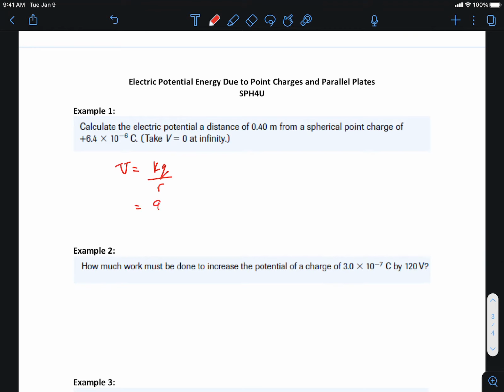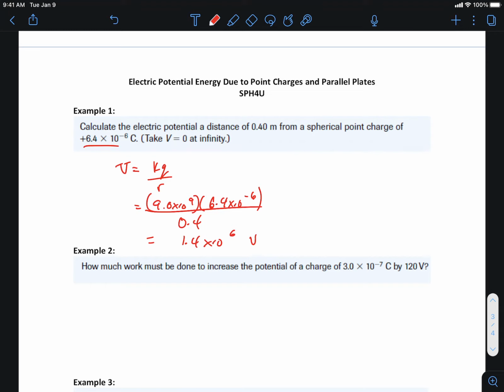We know what k is: 9.0 times 10 to the 9, times the point charge that we placed in the field, 6.4 times 10 to the negative 6, divided by how far we are from the point charge, 0.4, because this one's not even squared. You should see 1.4 times 10 to the 6 volts.